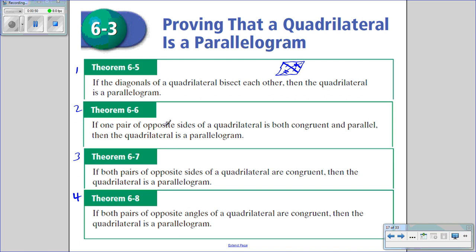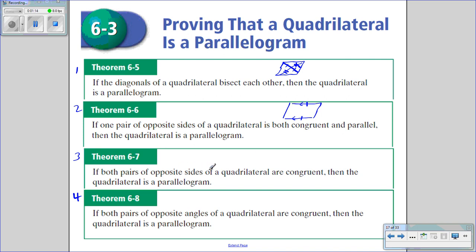If one pair of opposite sides of a quadrilateral is both congruent and parallel, then it's a parallelogram. So if you have a four-sided figure and one pair of sides is both parallel and congruent, then that shape is a parallelogram.